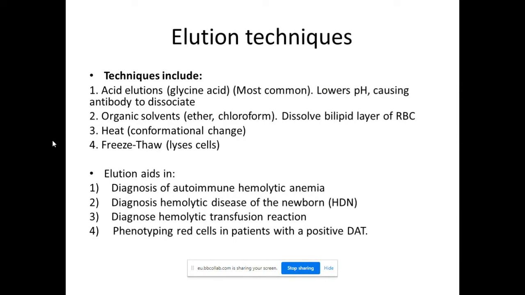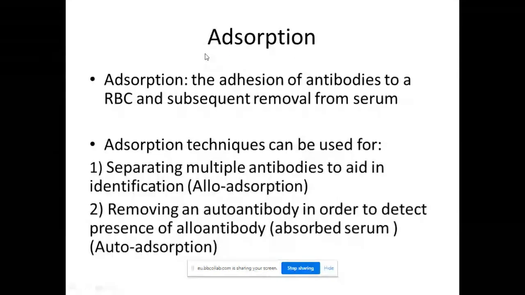So we will continue and now discuss the elution technique. There are a number of ways we can use to elute the antibody from the antigen.